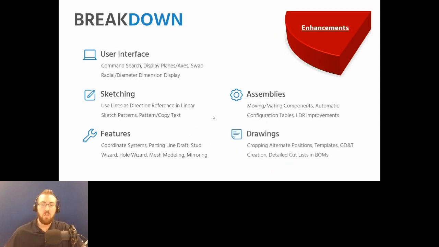And then finally, on the drawing side, we can now crop alternate position views, which was a limitation in previous versions. Our templates have been improved so that predefined views can support not only dimetric and trimetric views, but for those of you who work with sheet metal, we can now create predefined views of flat patterns. So probably the most significant piece there is really that flat pattern view for sheet metal users.